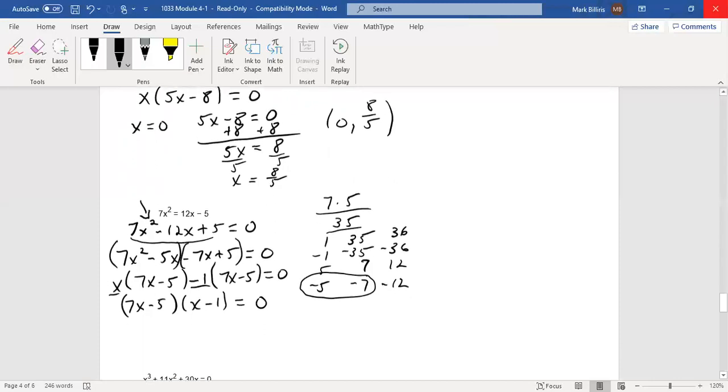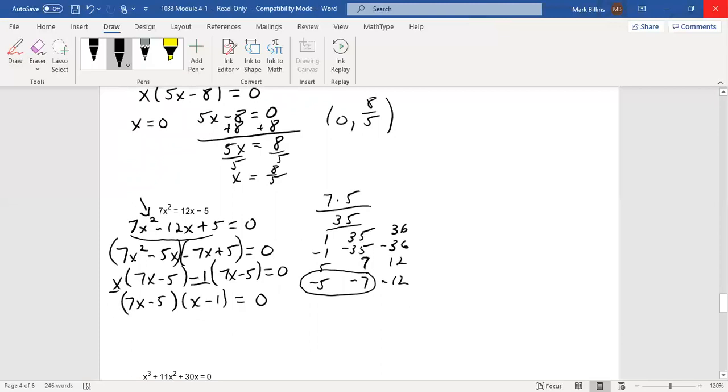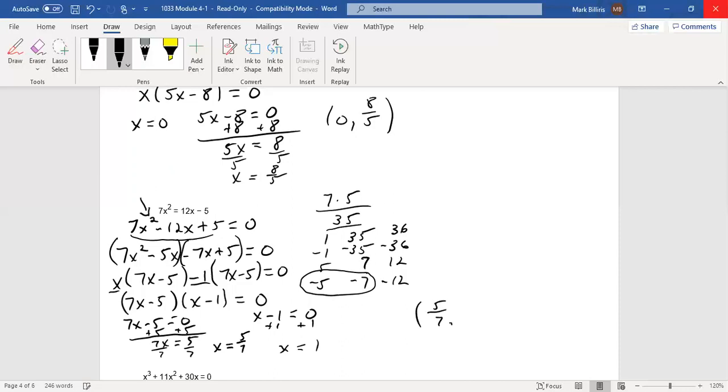My last step is to use the zero product rule. So I'm going to set 7x minus 5 equal to 0 and solve, and x minus 1 equals 0 and solve. So I'm going to add 5 to both sides. So 7x equals 5, and I'm going to divide by 7. So x equals 5/7. For my second one, I'm going to add 1 to both sides. So this gives me x equals 1. So my two solutions would be 5/7 and 1.